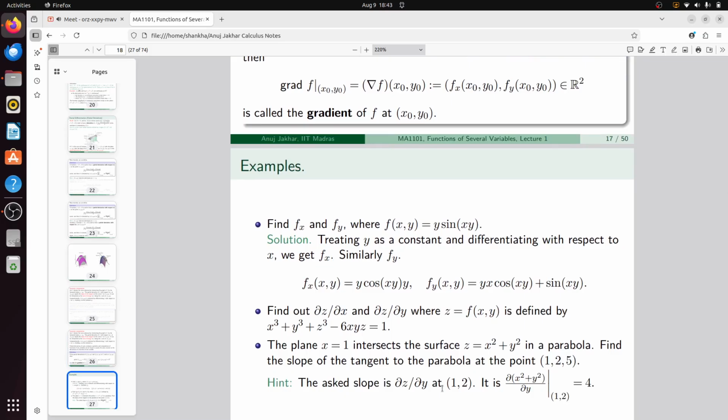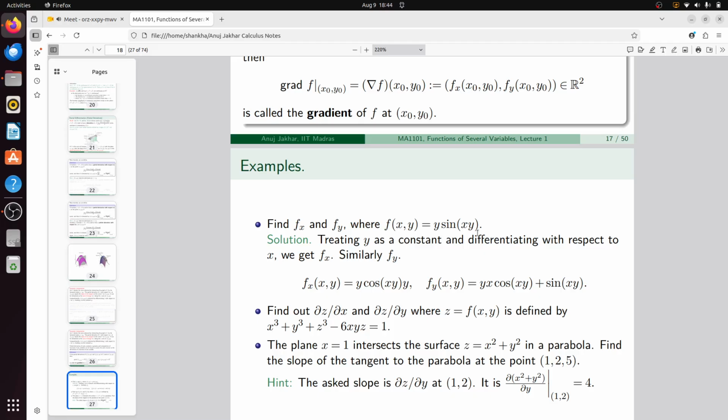fx(x,y) for y sin(xy): fixing y and taking the derivative with respect to x, your answer will be y cos(xy) times y, so y squared cos(xy). The derivative of sin(xy) gives cos(xy), and you need to take the derivative of xy as well, which gives y, since we are fixing y.